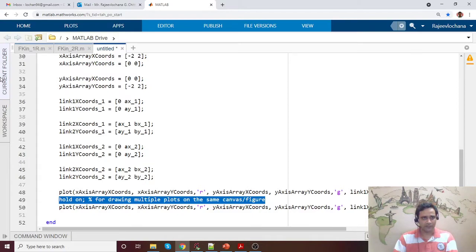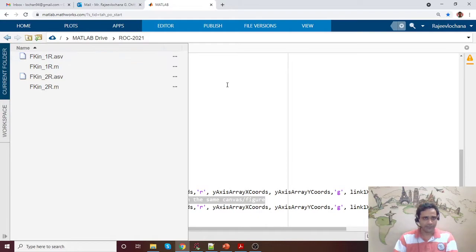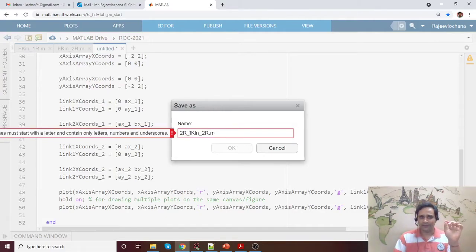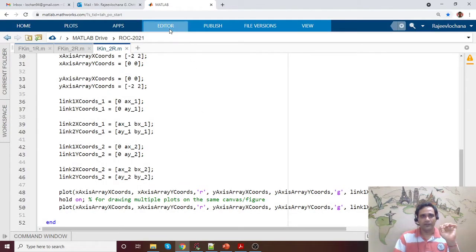Let me check the current folder. Okay, so inside this, ikin 2r, again there's a word of caution: do not write like this. The first letter of your file name cannot be a numerical value. Okay, it has to be a letter. ikin underscore 2r, save. Let's go to editor and save it.